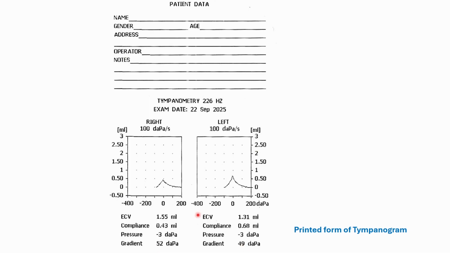And this gradient is basically the width of the tympanogram, half of the width of the tympanogram from this part to this part. So it is 49 and 52. It is again measured in daPa. So this is a type A tympanogram.